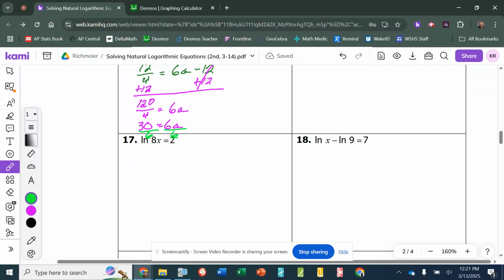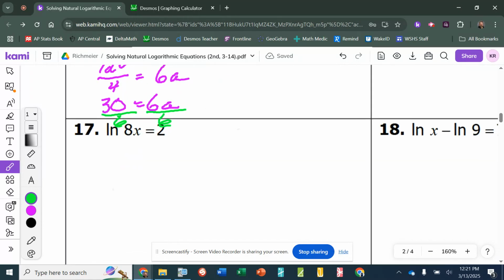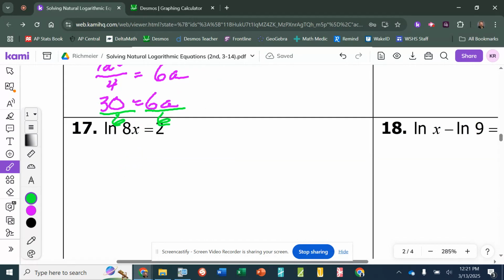So in 17, I've got a logarithm equal to a number. When that happens, remember, our steps were condense and isolate if necessary, rewrite it in exponential form, solve and check for extraneous solutions. Looking at this one, I can tell there's no condensing that needs to be done. It's already a single logarithm. It doesn't need to be isolated. It doesn't have anything being added, subtracted, or multiplied to it.